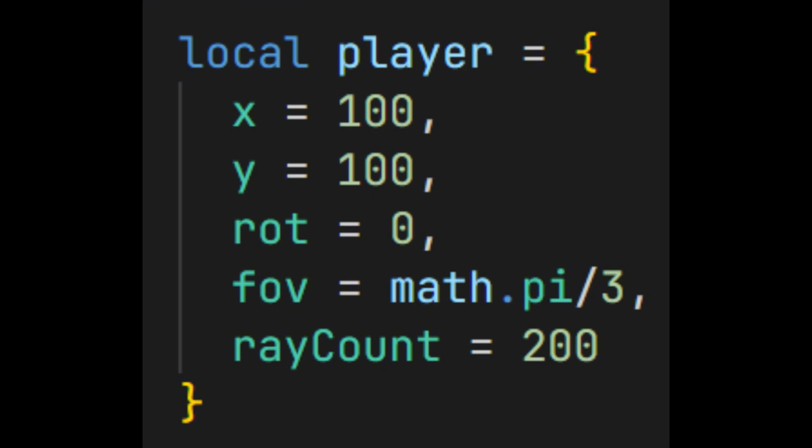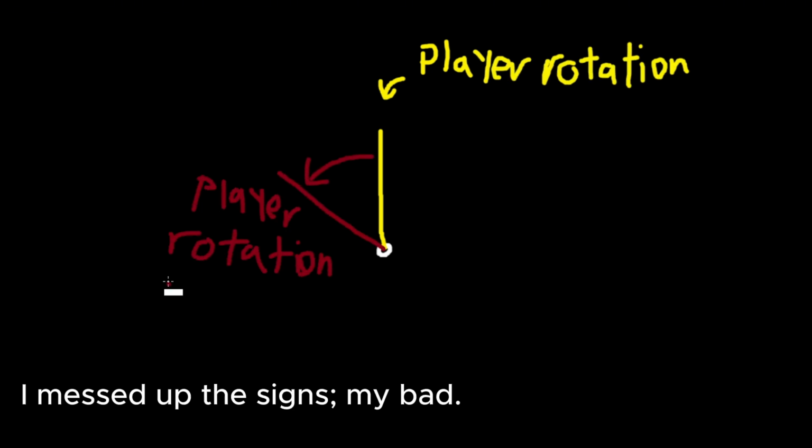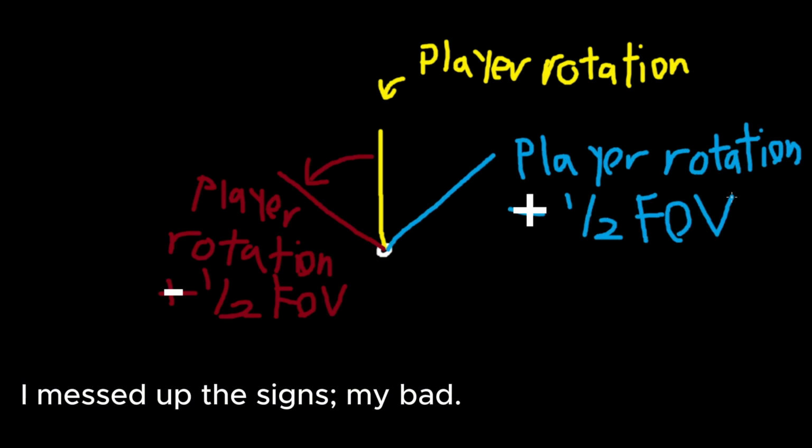Finally, we can begin raycasting. This is where our intersection function will come in handy. To raycast, we need some more information, such as the field of view of our camera and how many rays we want to cast. The more rays, the less pixelated or low quality our 3D image will look. We'll define these parameters inside of our player table. We start casting our rays from the very left of the player's view, or the player's rotation minus half of our field of view, and we cast all the way to the right side of our view, or the player's rotation plus half of our field of view.